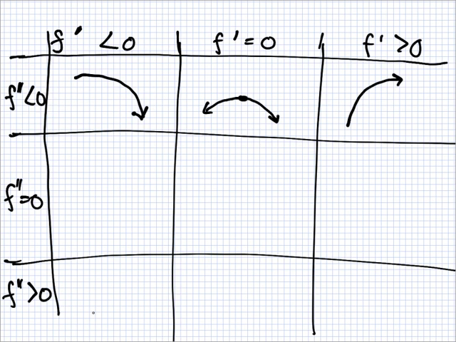Okay, let's do the one down the bottom. So everybody on this row, the second derivative is positive, so what shape is that? Convex. So this is convex downwards. This one is convex upwards. And this one here, it's the turning point again, but it's a minimum. So this one represents a minimum and this one represents a maximum.